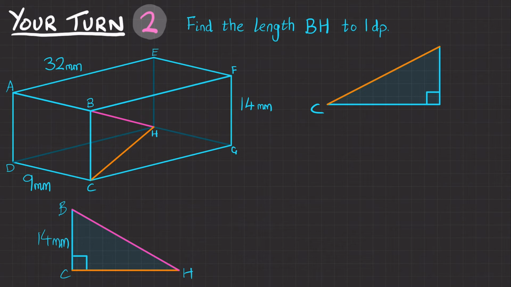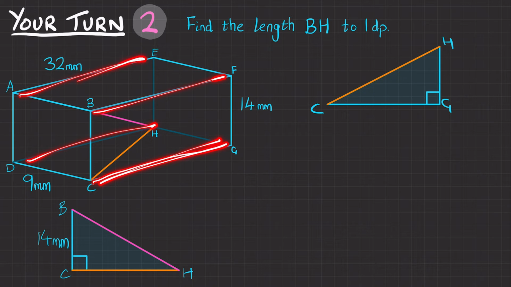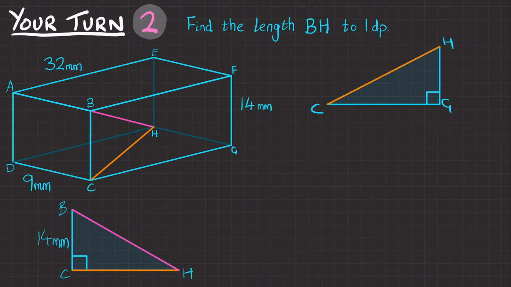So we've got point C, H, and G. We've got the length CG, which is the same length as this, and this, and this. So it must be 32 millimeters. Then we've got HG, which is this length here, which is the same as this length, and this length. So it must be 9 millimeters. Write out Pythagoras at this point. A squared plus b squared equals c squared. Label the triangle. That's got to be C. And we've got A, B.